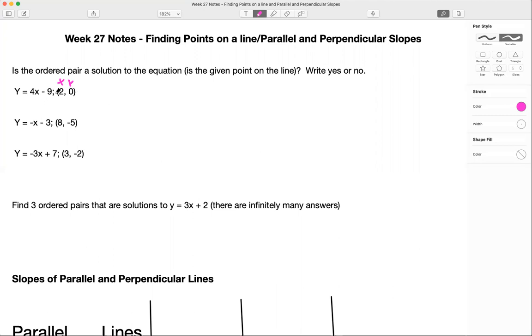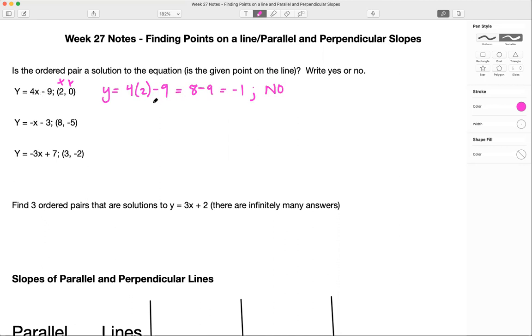So let's do it. We take 2 and plug it in here for x. 4 times 2 minus 9 equals 8 minus 9, which equals negative 1. Okay. Well, is negative 1 equal to 0? The answer is no, so we will put no. The point is not on the line. (2, 0) is not on this line.